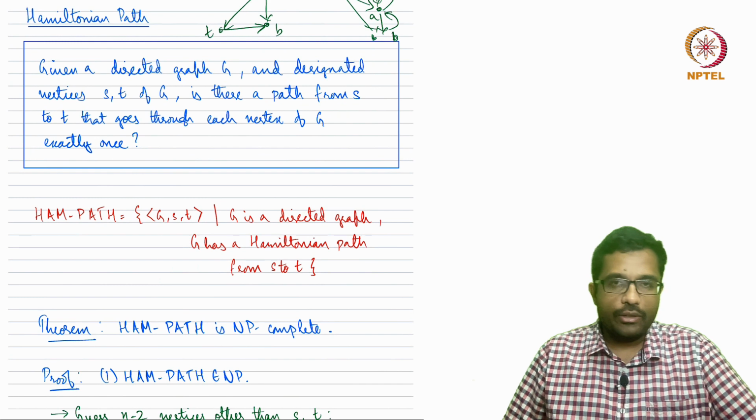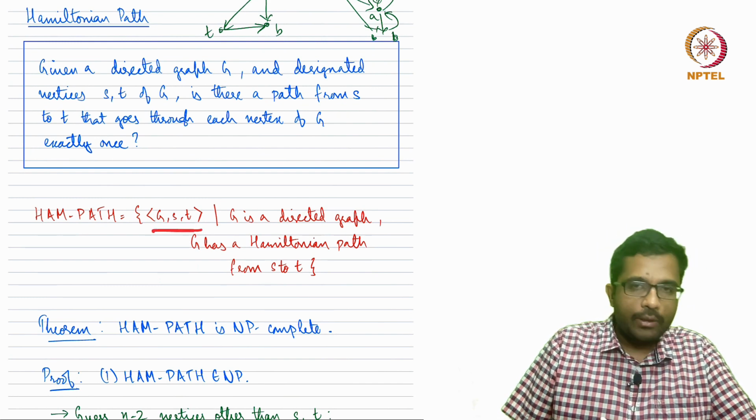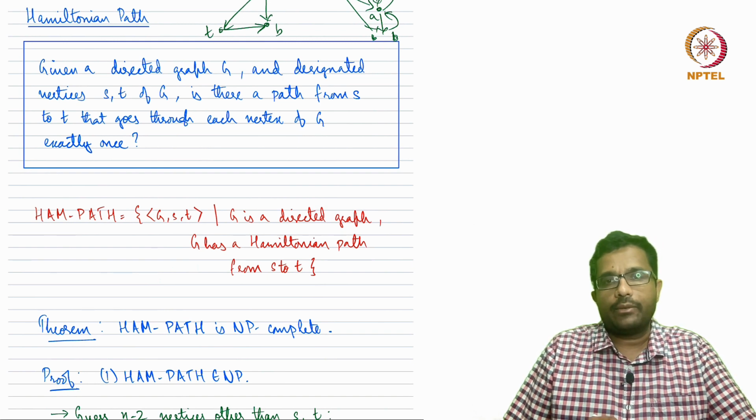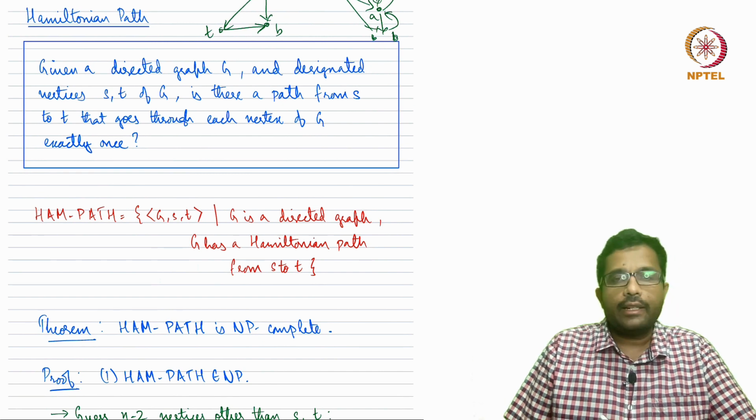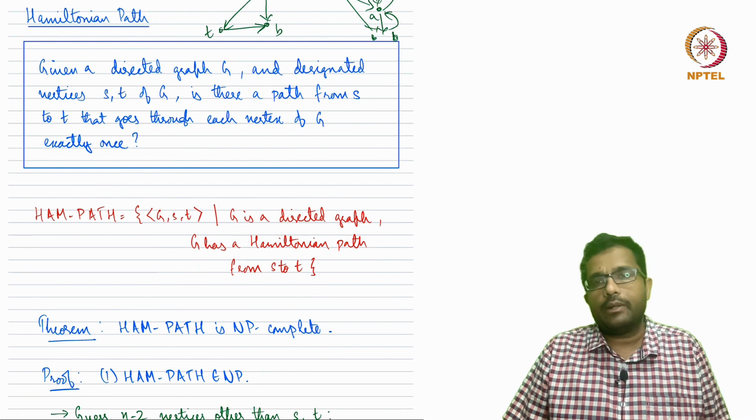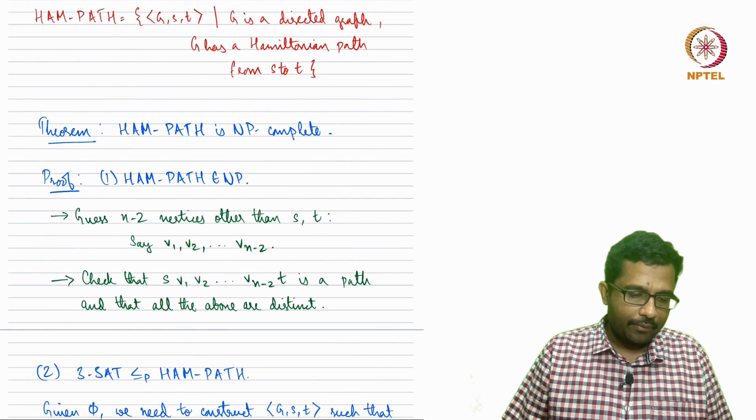As a language or as a problem, the input is a three-tuple: a graph G, S and T, where S and T are vertices in the graph. It is a yes instance if there is a Hamiltonian path from S to T, and it is a no instance if there is no Hamiltonian path from S to T. And this is NP-complete.